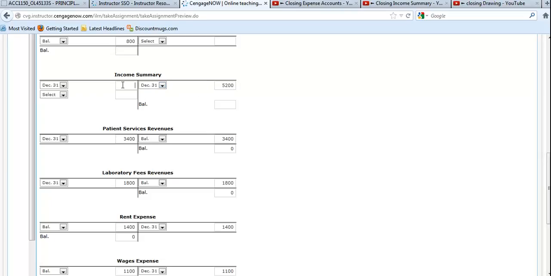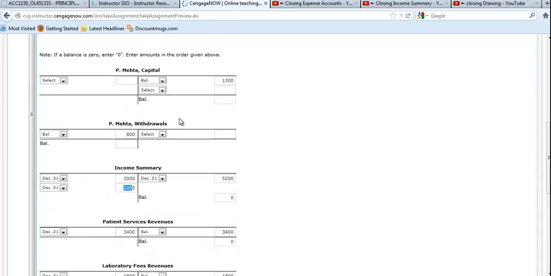Step 2 was a total of all of my expenses, which was $3,000. So analyzing the income summary account, this $5,200 represents my revenues. This $3,000 represents my expenses. So you can see that the difference between the two is $2,200. And in step 3, we close our income summary account for the difference of $2,200, which brings that back to a zero balance. And we now put that $2,200 into our capital account. And it's increasing our capital account because it is a net income. Now, had step 3 been a net loss, we would have had to debit our capital account.